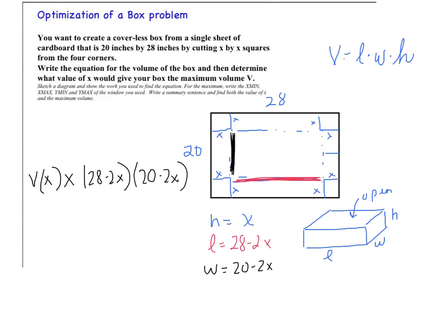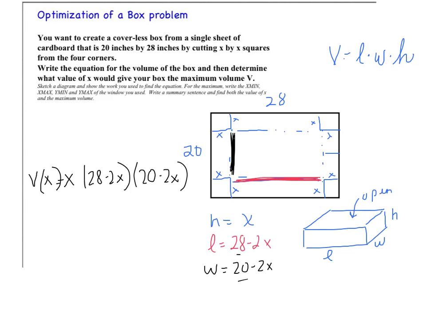Now, all of these problems are the same up to this point, because you have a box, and the only thing you can really change is the size of the paper. If you have a 30 by 34, then 28 becomes 34, and 20 becomes the other number. So it's going to look like this every time: length times width times height, and there you go.